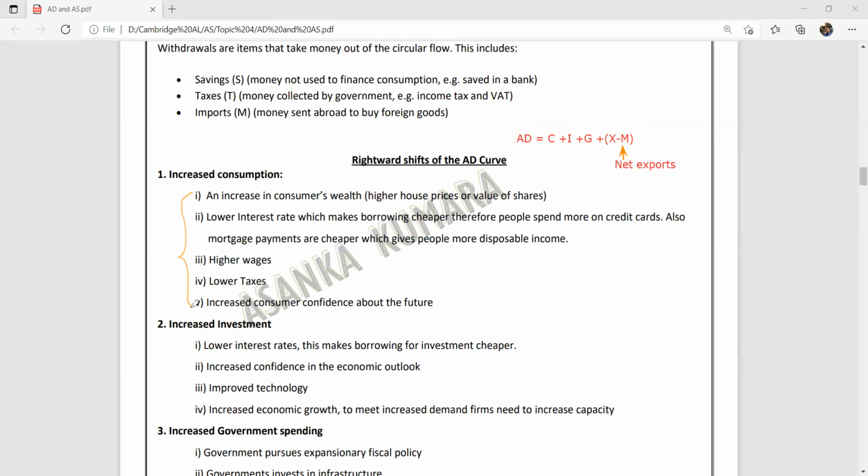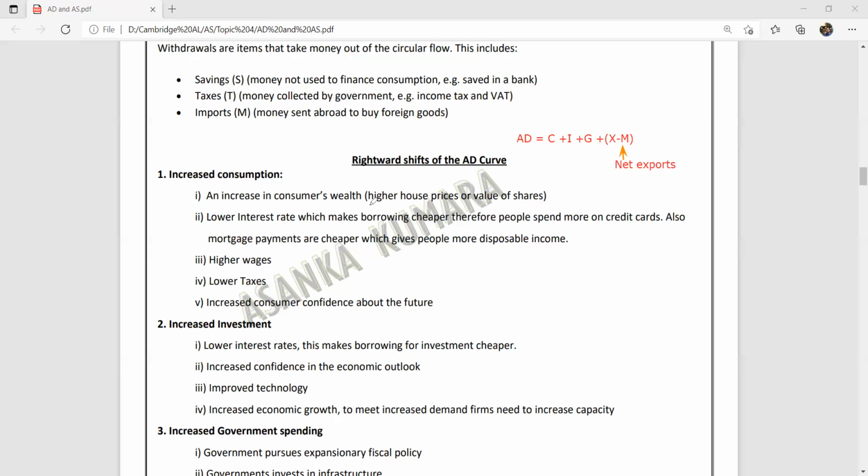Reasons why consumption rises. Increase in consumer wealth, like better housing, value of shares, increase in income. Wealth means not the income, actually. Wealth means the assets, what they have. Houses, maybe vehicles, shares. If they have such a higher value, later on they can sell those and collect more income to spend. Then necessarily a rightward shift of the aggregate demand curve.